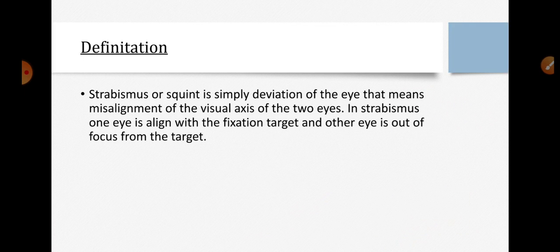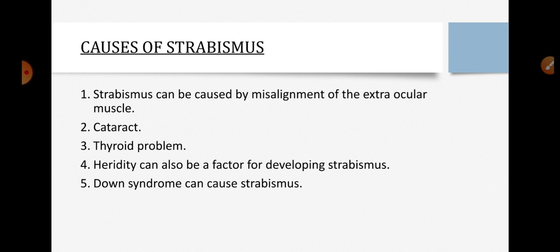Let's start. Strabismus is the deviation of the eyeball inward, outward, upward, or downward, in any direction. As a result, the visual axes of the two eyes are misaligned, so that the visual axis of one eye is focused on the fovea but the other eye is out of focus. That is strabismus.